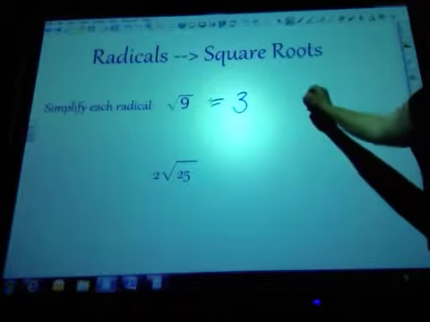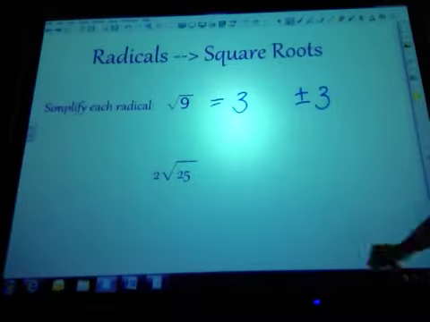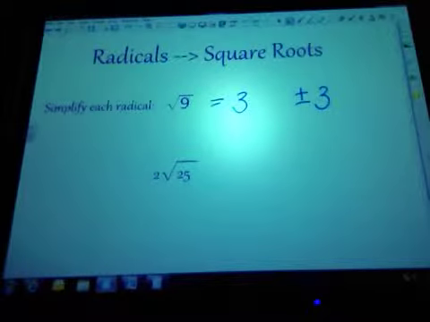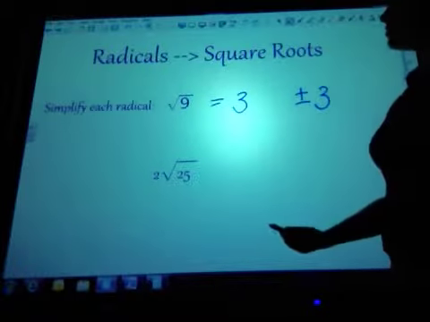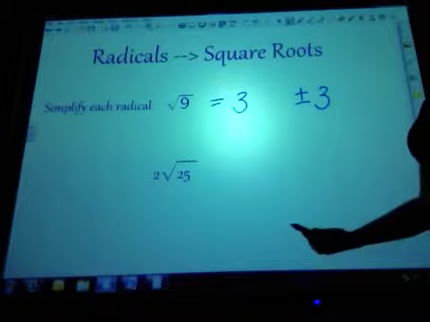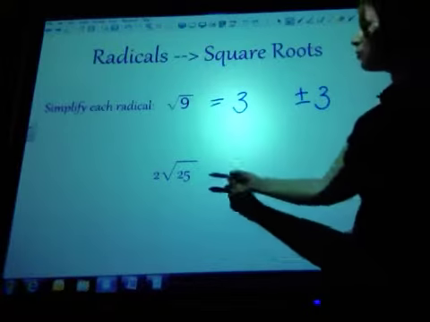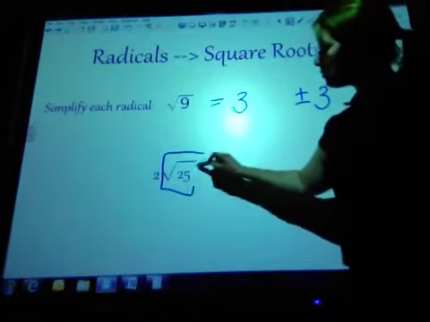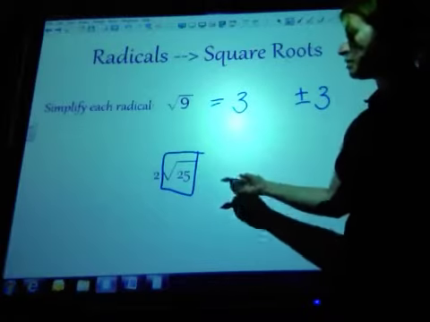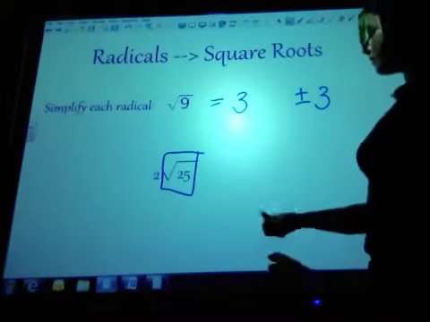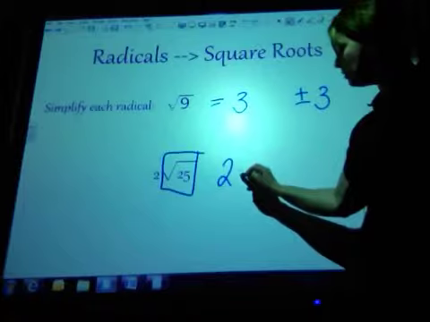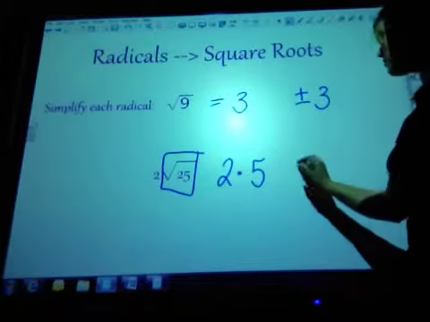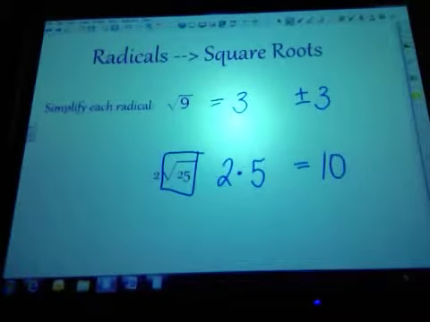Technically, the square root of 9 is positive and negative 3, but today we're only going to focus on the principal square roots, or the positive square roots. On this bottom one, we have 2 times the square root of 25. Well, we all know square root of 25 is 5, because 5 times 5 is 25. So we're going to do 2 times 5. 2 times 5 is 10.